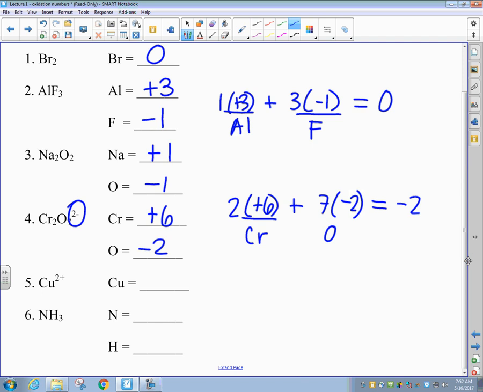Number 5 is pretty easy here. On number 5, we see that copper has a +2 charge, so we know its oxidation state for a single atom ion is also +2.